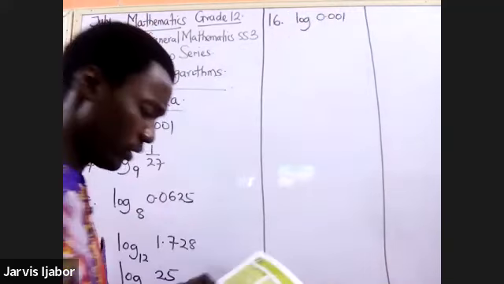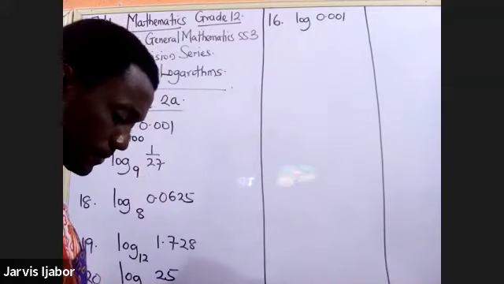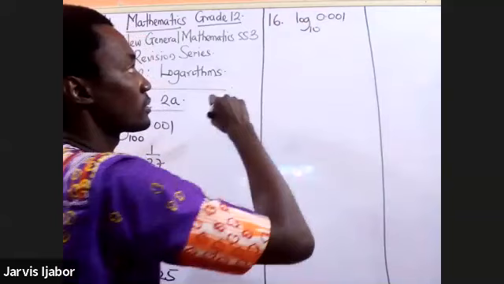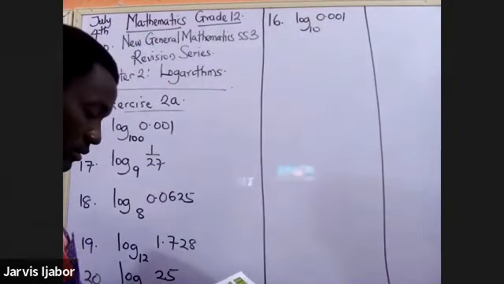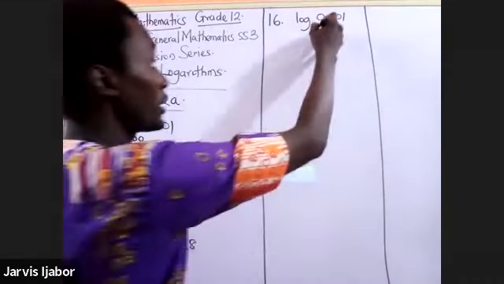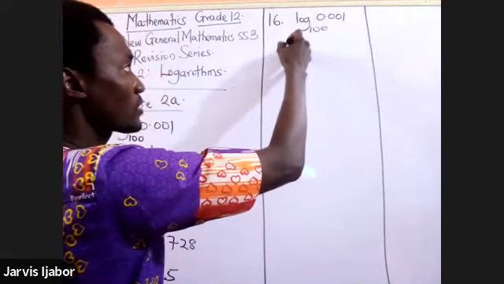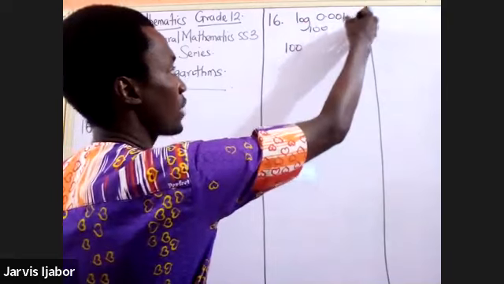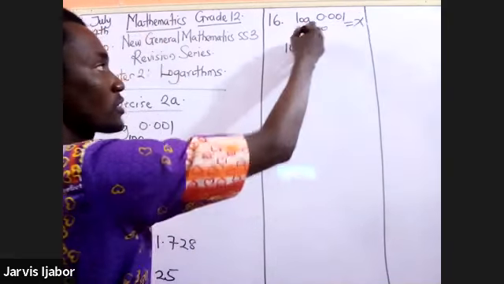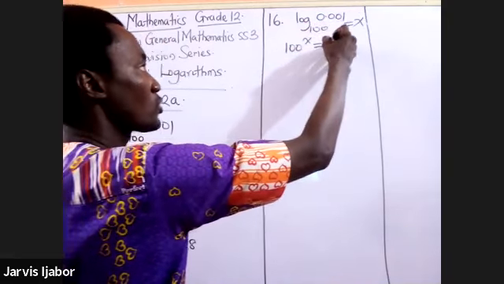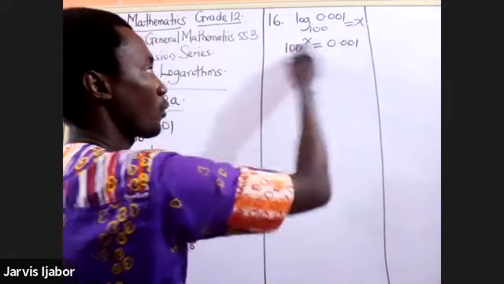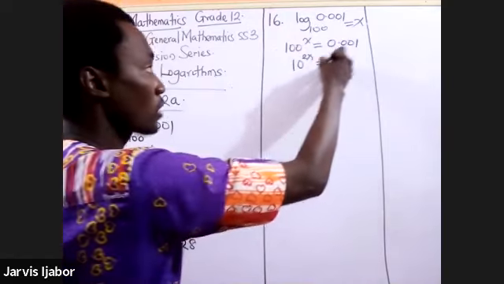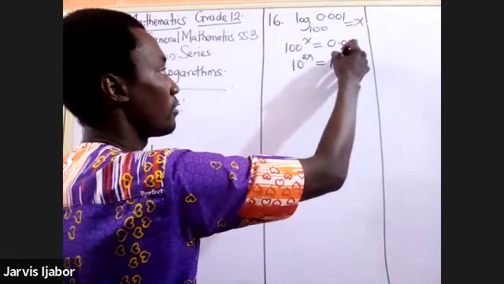0.001, if I got that right, base 10. The base 100. Now I can say log base 100 of 0.001, let this be equal to x. So 100 raised to the power of x will be equal to 0.001. What is this? 10 raised to the power of 2x equal to 10 raised to the power of minus 3.